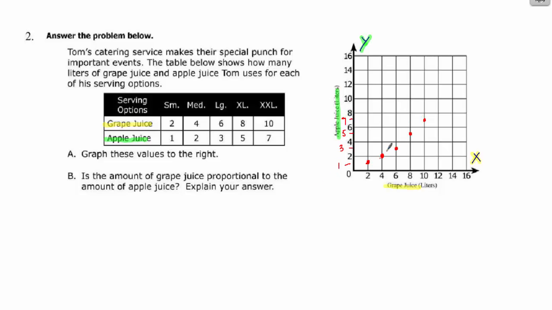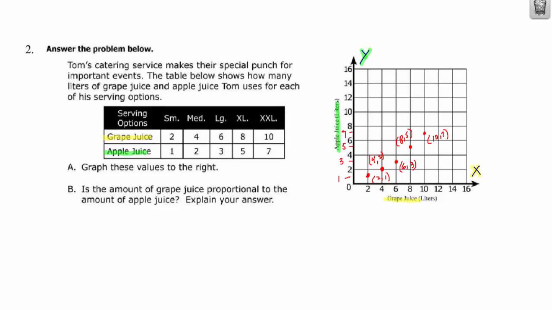Well, that looks pretty proportional. It looks kind of like a straight line. I wonder if it really is. Let me go and label my points here. This was 2, 1. This was 4, 2. This was 6, 3. The advantage of labeling is when I label, I can just check and see. 6, 3, yep, I did that right. 8, 5, 8, 5. Because I would hate to throw a point in the wrong spot and get the whole problem wrong, 10, 7, because of some mistake that I should have caught.